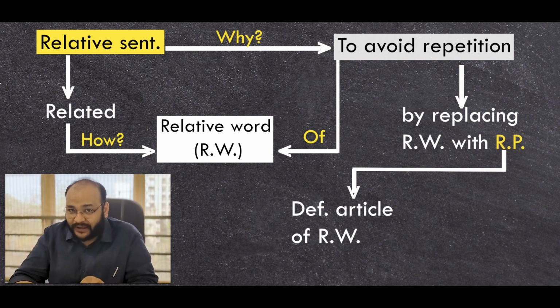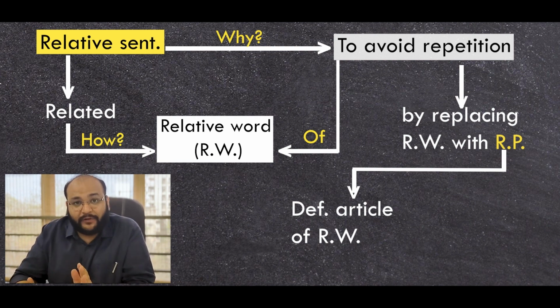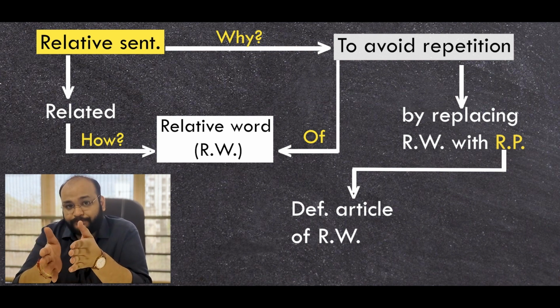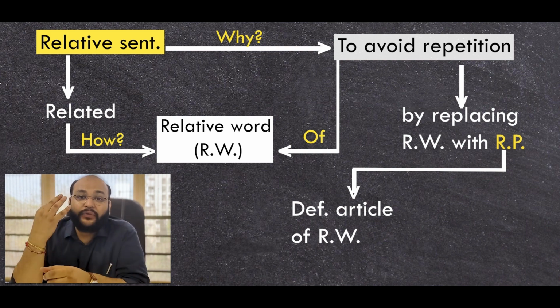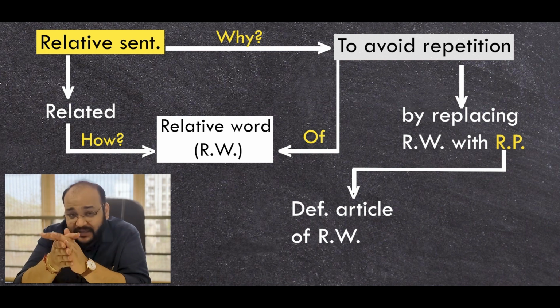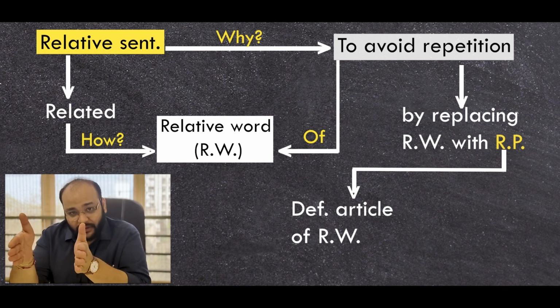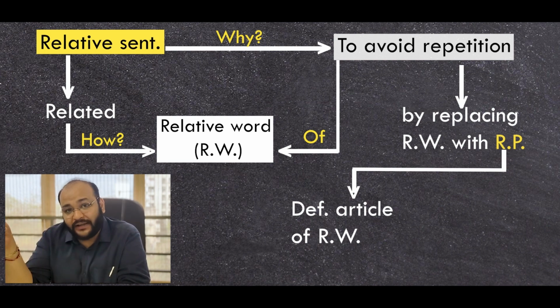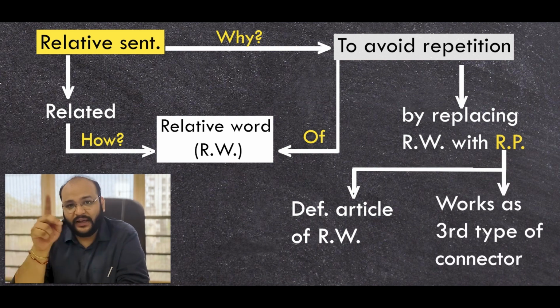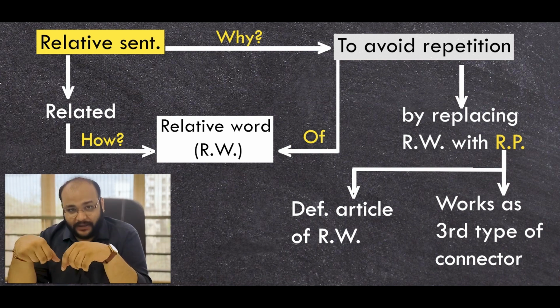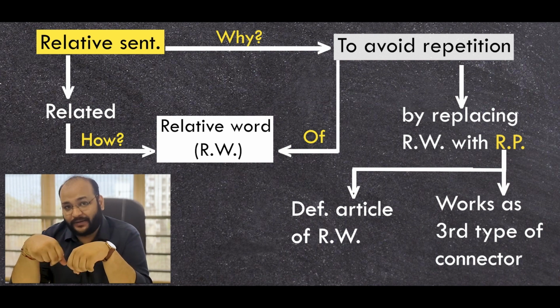Now one more important thing, let me remind you. In our class of connectors, we had already learned that relative pronouns work as the third type of connector. And since they are working as the third type of connector, whenever we use them in a sentence, the verb would go at the end. Verb would go in the last position. So that's the concept. Now let's apply it. Let's try to make some sentences.